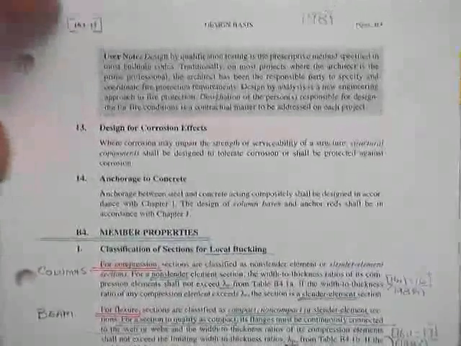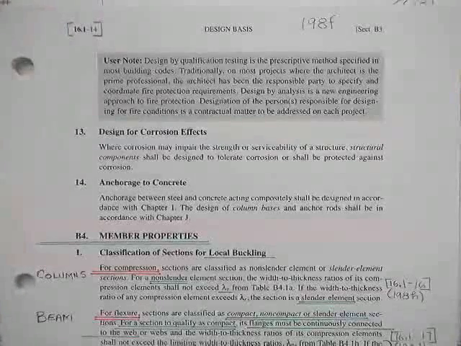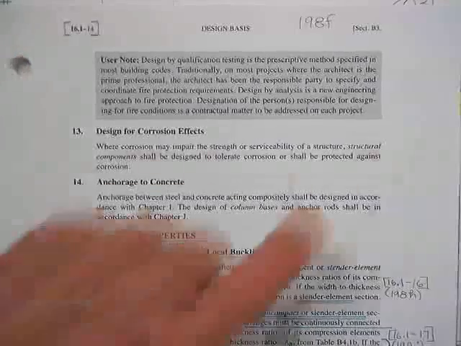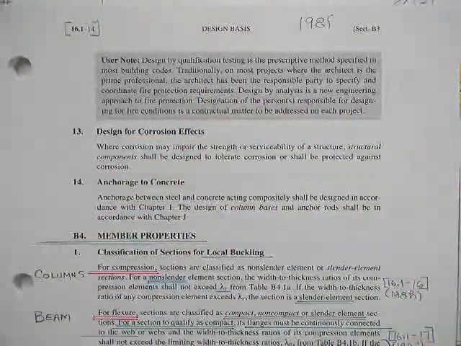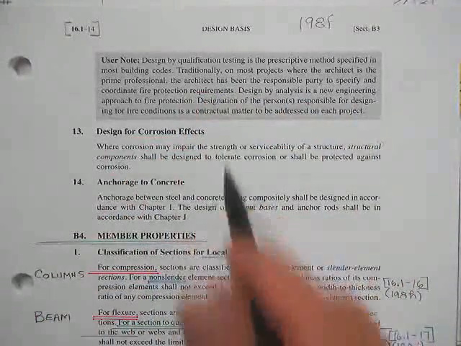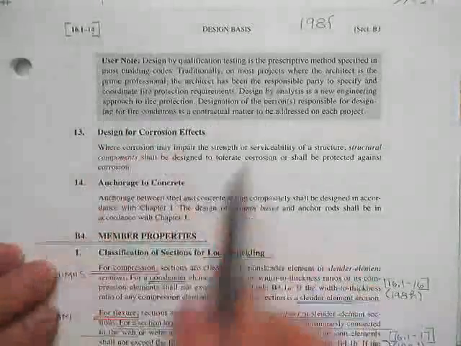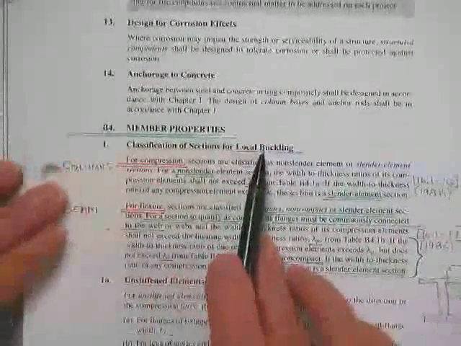Showing you where Segui got all this stuff. Is this in the commentary? No, it is not, because you don't see the gray bar down one of the sides. The commentary is where it's marked gray. This is in the main specs, on page 16.1-14, member properties, how you classify sections for local buckling.